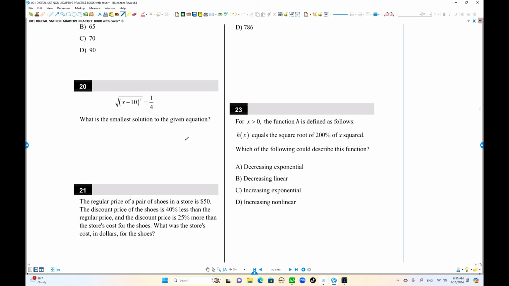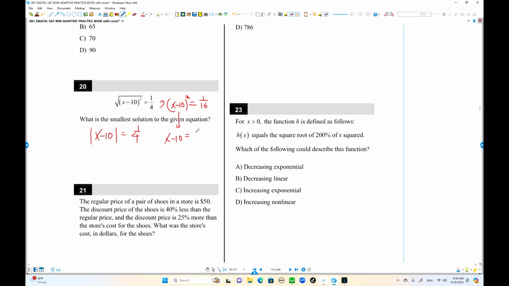Here is the number 20. That's the formula, right? X minus 10 inside the absolute value. Maybe you can use the absolute value. That is 1 over 4. That is equivalent. Or you can square both sides. X minus 10 squared equals 1 over 16. From here, you can find x minus 10 equals what?